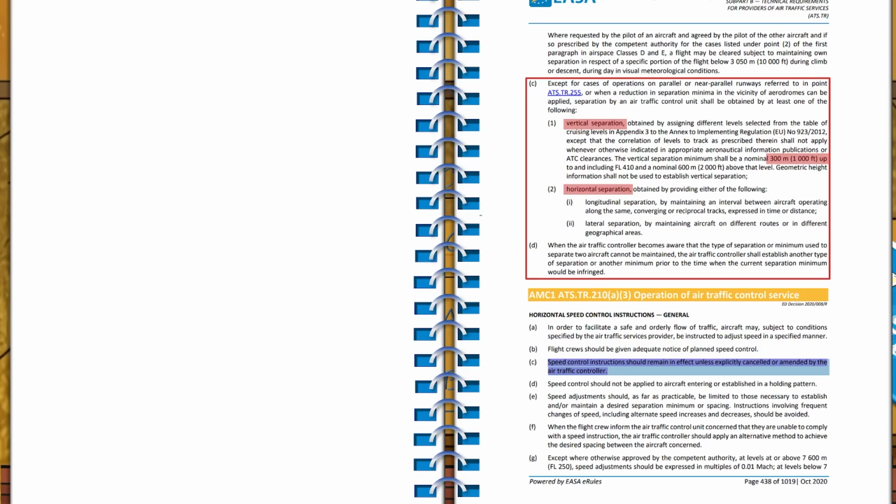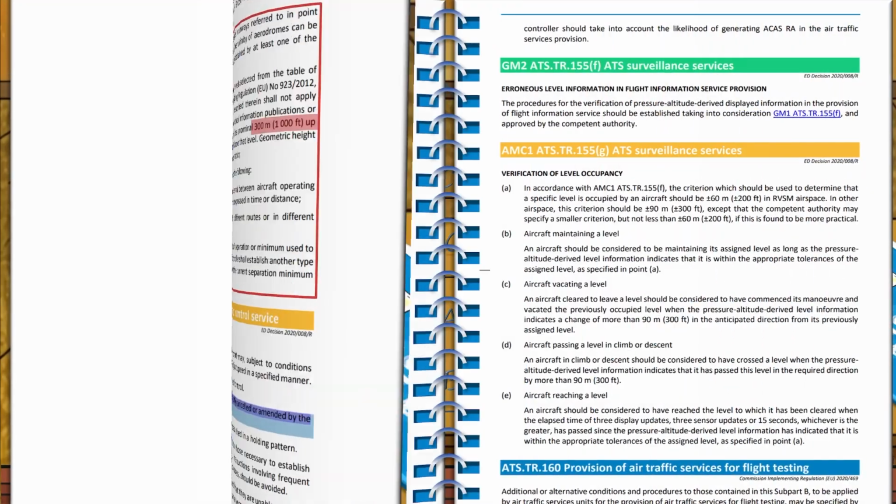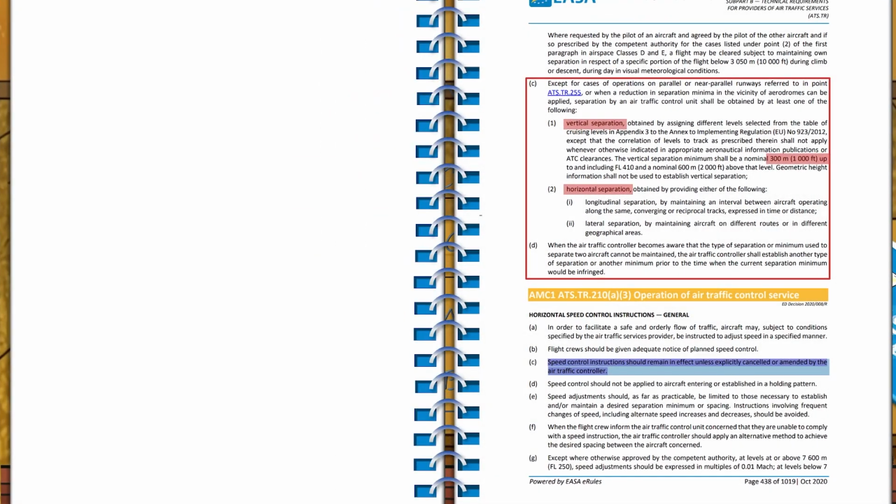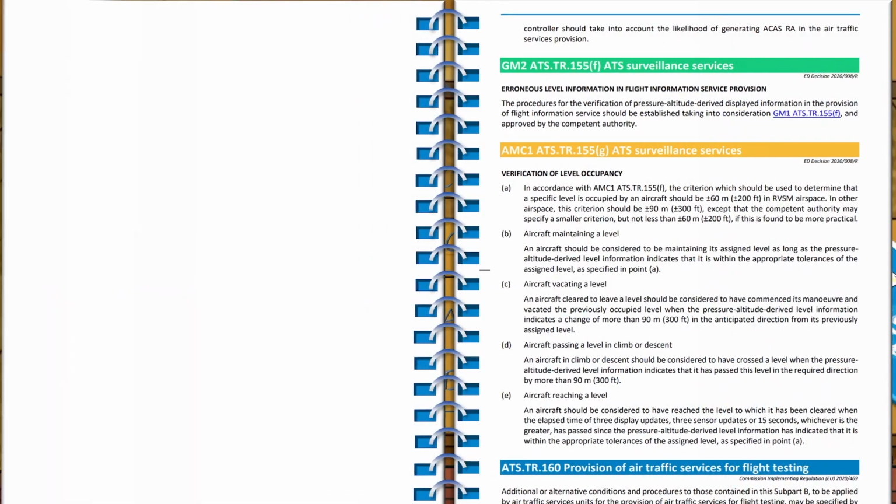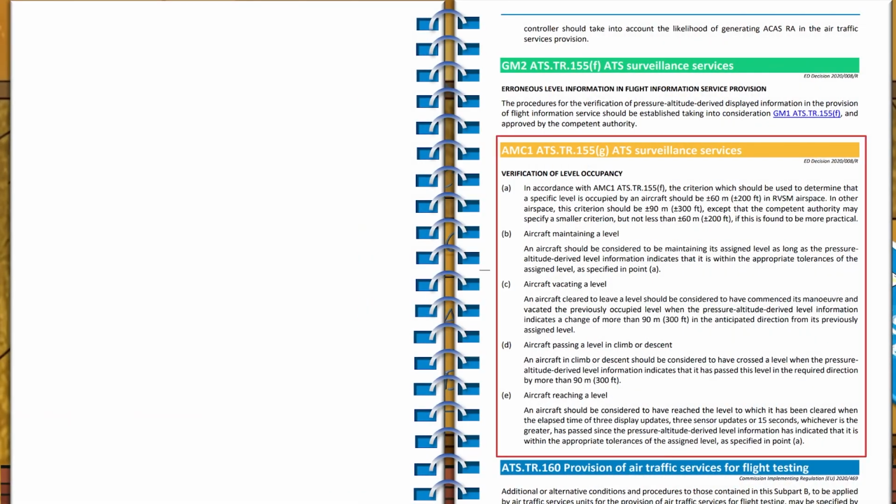So when one aircraft is occupying a level, another aircraft may not occupy that level, right? Now, what does occupying a level mean? Oh, good, we have acceptable means of compliance. So as per AMC1, an aircraft is considered to be maintaining its assigned level as long as the pressure altitude derived level information indicates that it is within appropriate tolerances of the assigned level. That's the 300 feet we were talking about. And here's all kind of things.